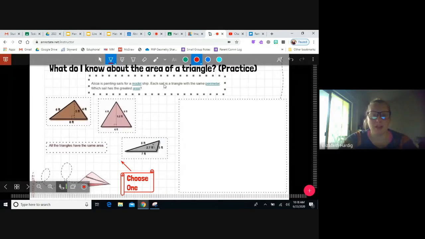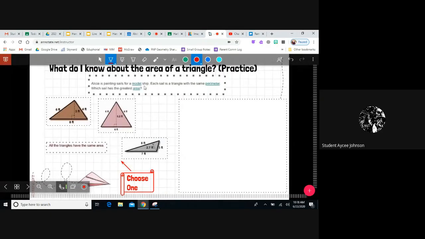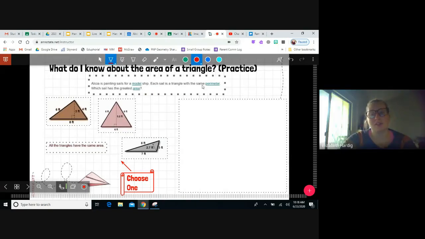What do I know about the area of the triangle? So Alicia is making sails for a houseboat, and each sail is a triangle with the same perimeter. Which sail has the same area? So I'm going to write my formula up here so I do not forget. So it's 1/2 the length of the base multiplied by the height.